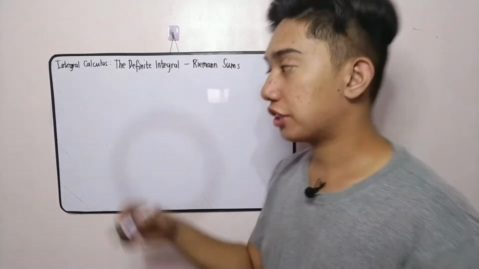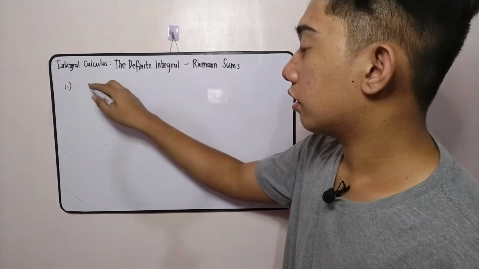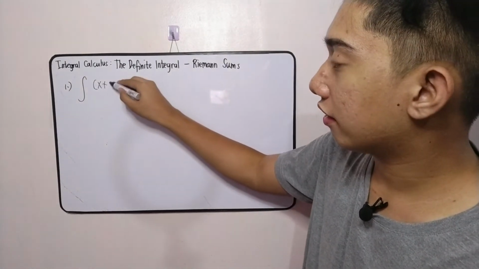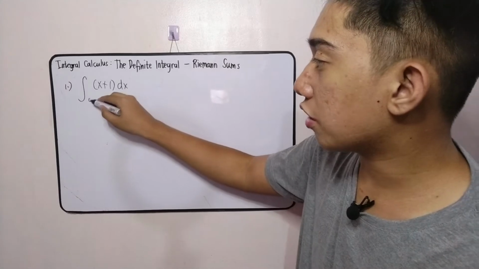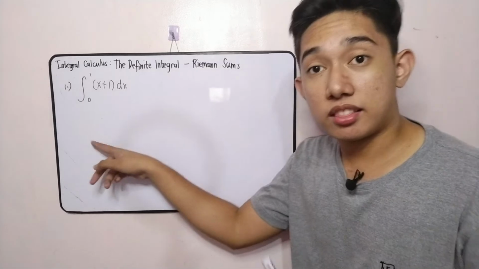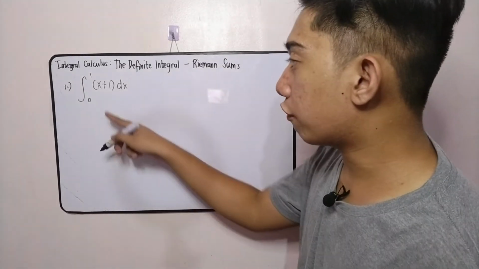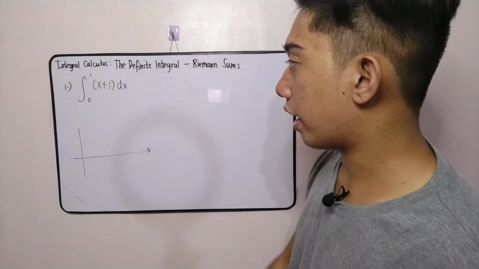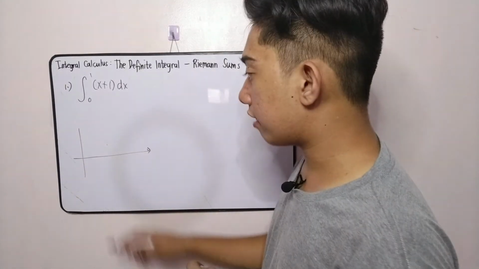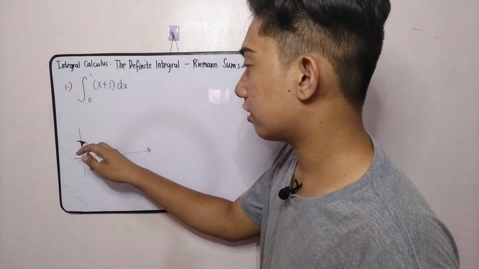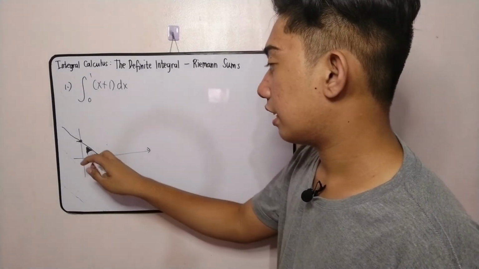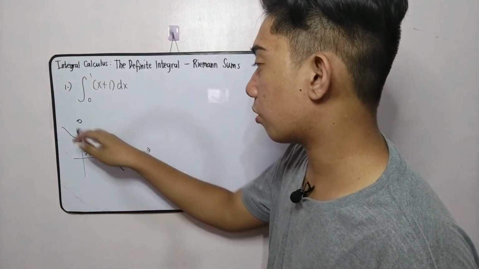Some examples, guys. For the first one, the integration of x plus 1 dx from 0 to 1. Okay? So let's graph muna what this is all about. Let's say your function f of x is x plus 1. Okay? And how to graph this one? Ganito. Diba? Ganyan yung graph niyan. And this is the portion from 0 to 1.